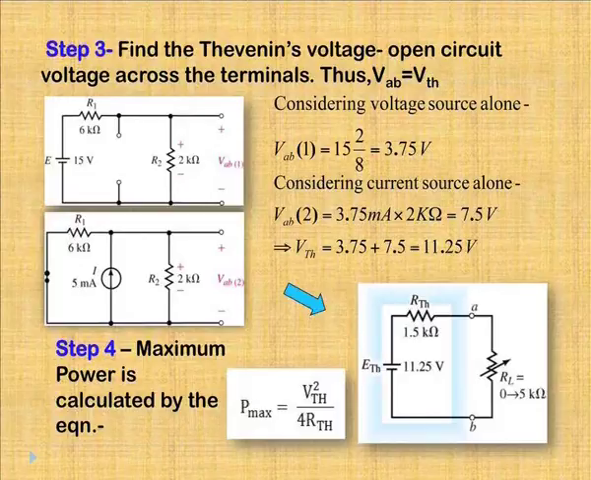So, we have to keep the value of RL equal to 1.5 kilo ohm for getting the maximum power across it, and then the maximum power can be found by just using the equation VTH square upon 4 RTH.